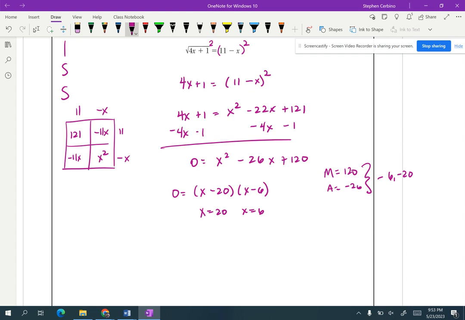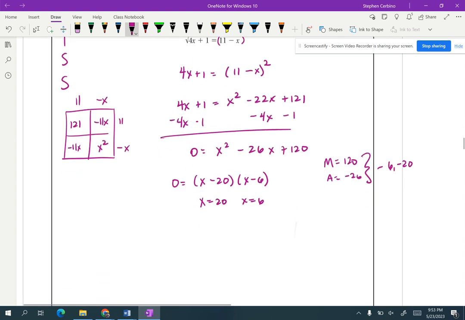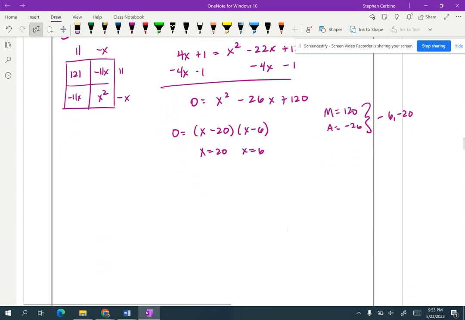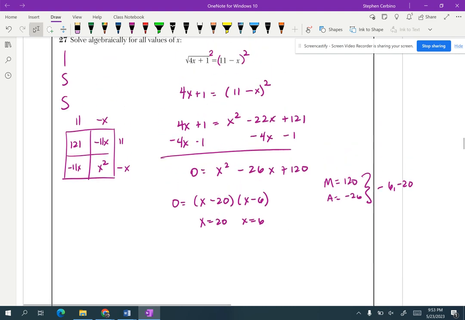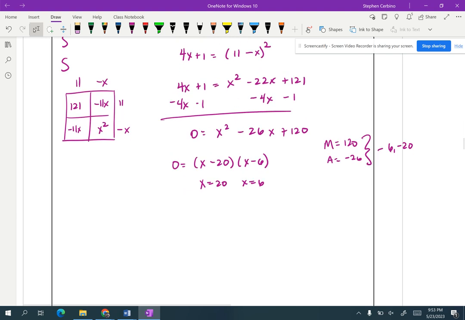Now, the unfortunate thing about these is we have to remember to check it. So if you did all of this beautiful mathematics and got down to the two potential answers and didn't reject an answer, you're actually only getting half credit for this, 1 out of 2 points, which kind of stinks, right?